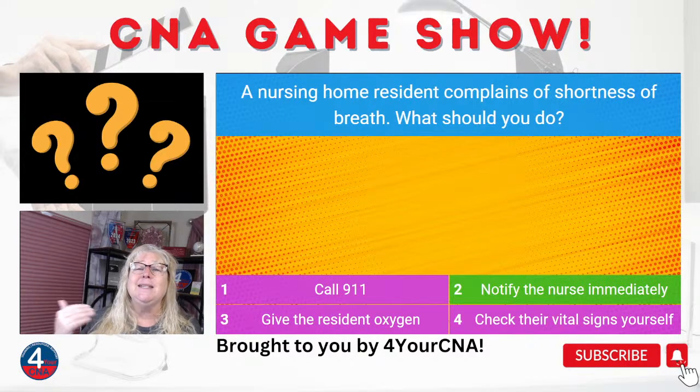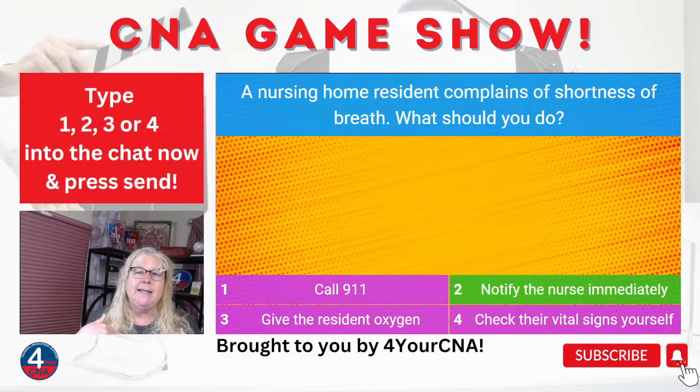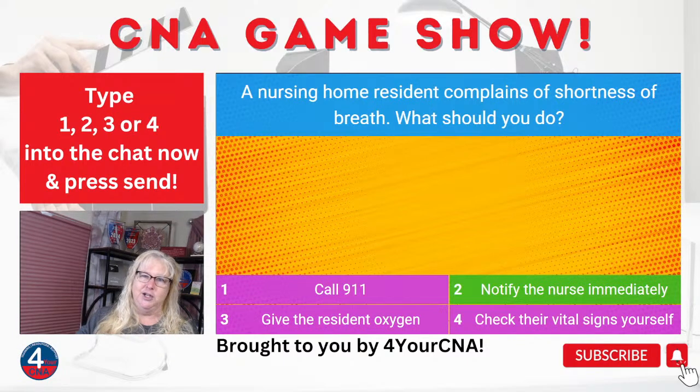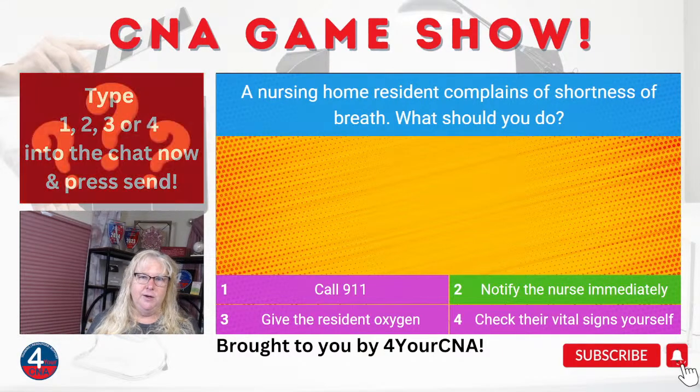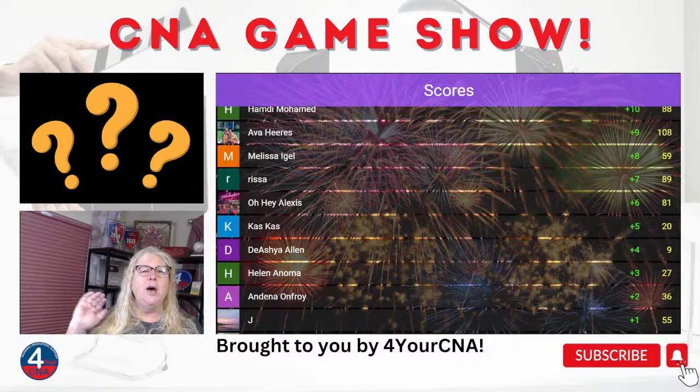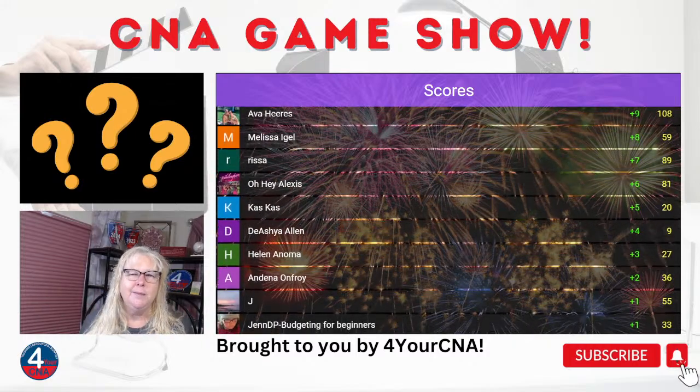All of those are possibilities, but that's not really the scope of the CNA. Our job is to notice a problem and report it off to the nurse so that they can make the next decision. Remember that CNAs don't make decisions. Okay, we perform care or we notify the nurse. Hamdi came in first, followed by Ava, Melissa, and Rissa. Is this helping you guys understand your scope of practice a little bit better?